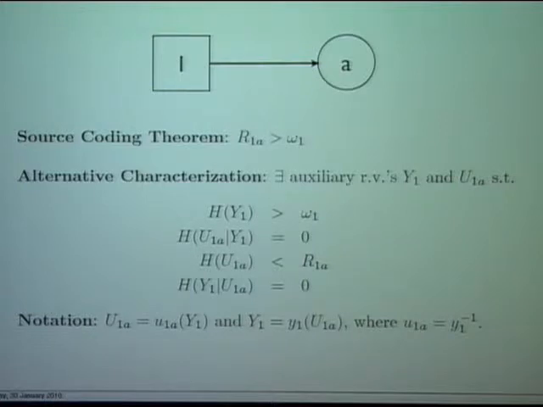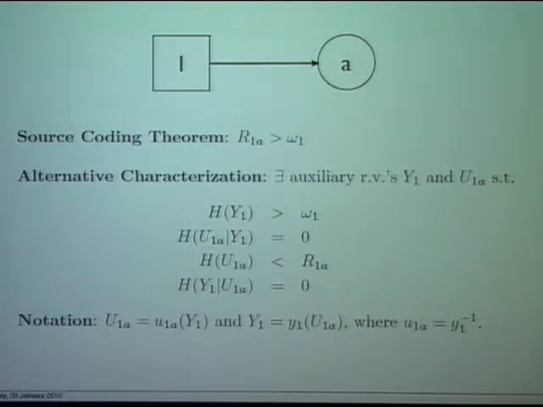These auxiliary random variables are Y1 and U1A. Roughly speaking, you can think of Y1 as a random variable representing the information source X1. You think of it as a proxy. And U1A is the random variable that you send from node 1 to node A. So the requirements for these auxiliary random variables are, first, the entropy of Y1 is bigger than omega 1, which means that the entropy of the proxy random variable should be bigger than the rate of the source generated at node 1.